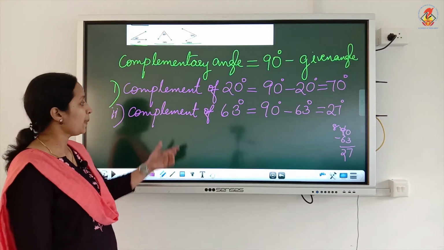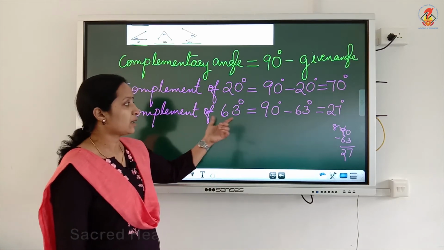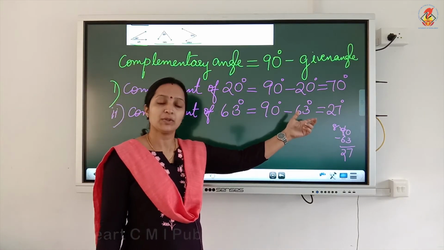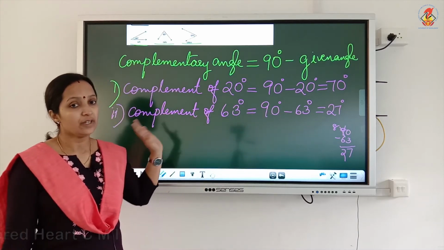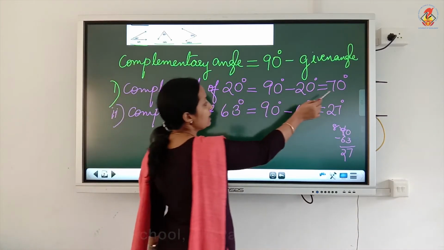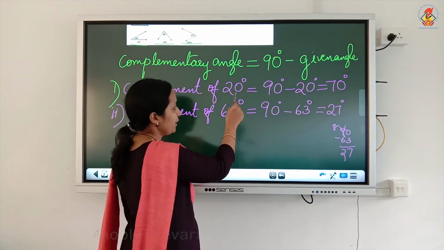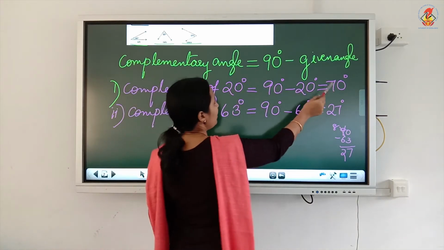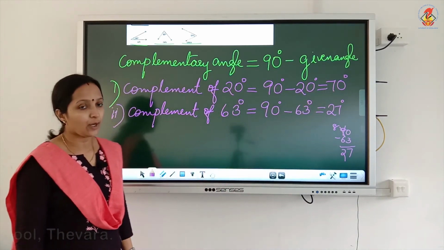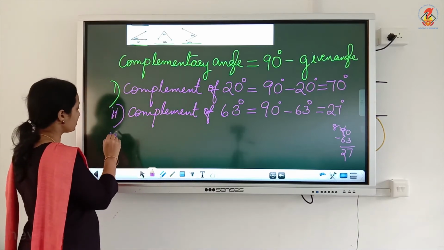What can you say? 63 degrees is the complement of 27 degrees, or 27 degrees is the complement of 63 degrees. In the same way, 70 degrees is the complement of 20 degrees, or 20 degrees is the complement of 70 degrees. I hope this is clear. Now move to the third question.